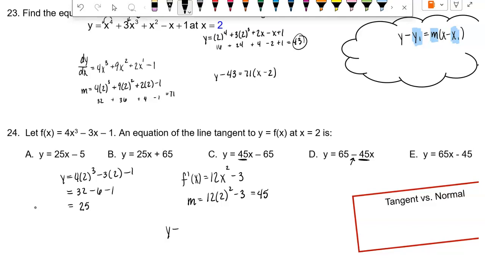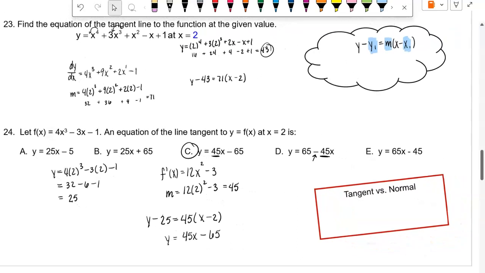But we can put it into our equation of a line. So we've got y minus 25 equals your slope times x minus 2. By a little bit of distribution and reverse operation, we get that y equals 45x, and then negative 90 plus 25 is going to be negative 65. So my answer choice is letter C.